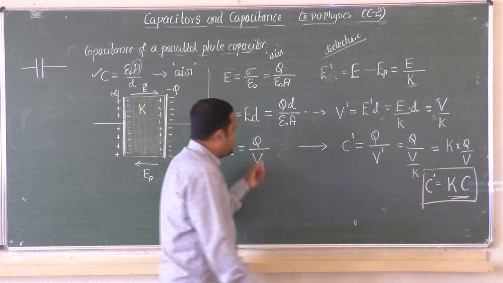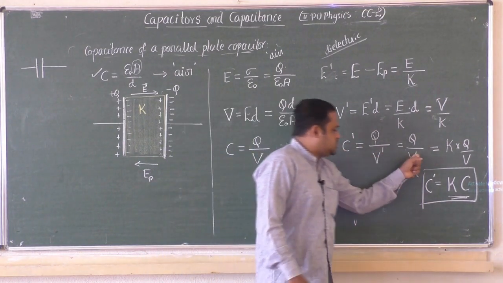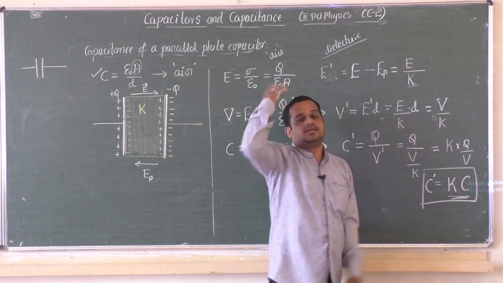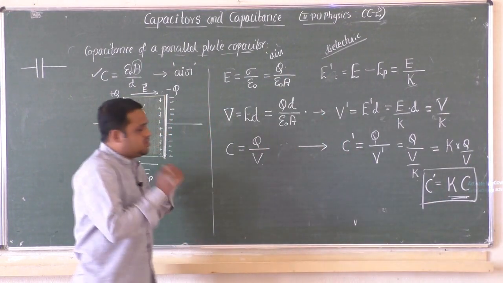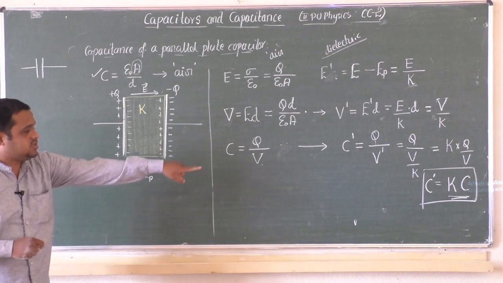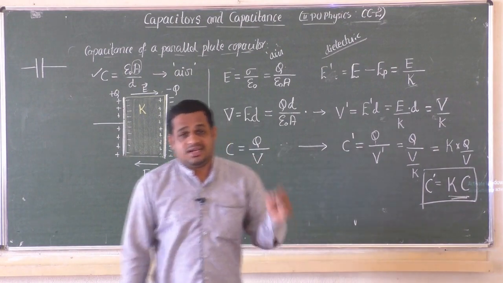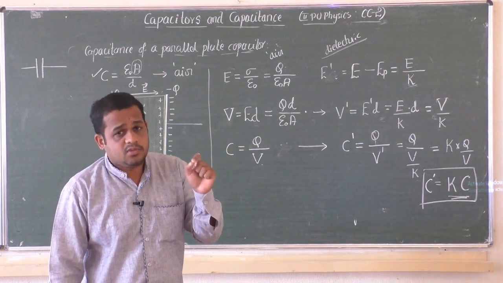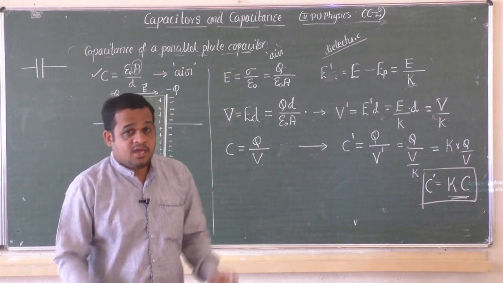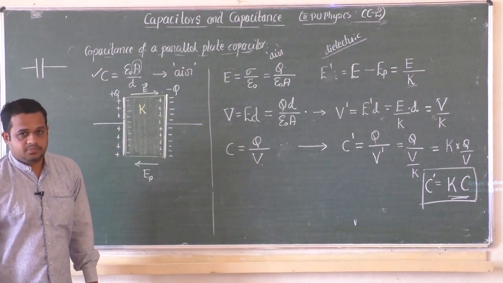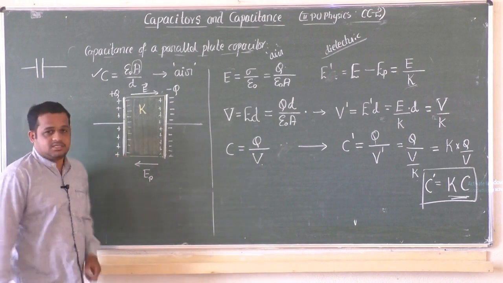Capacitance is given by Q by V. So when V reduces to V by K, capacitance increases. When V decreases, capacitance increases. Now what is the conclusion from this expression? By introducing the dielectric medium between the plates of the capacitor without changing its dimensions. What do you mean by dimensions of the capacitor?